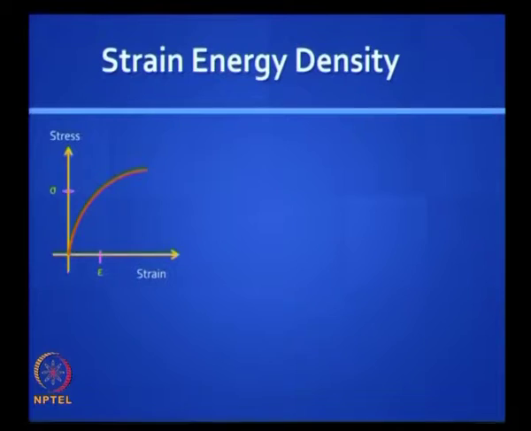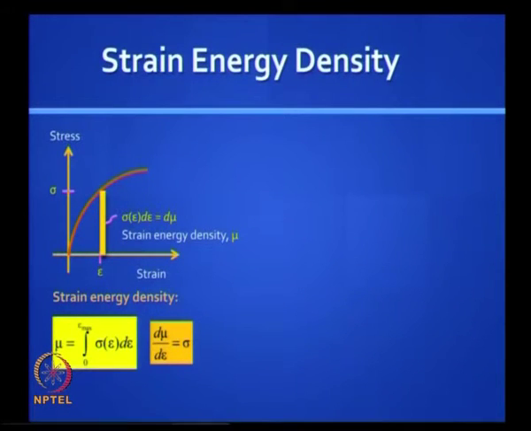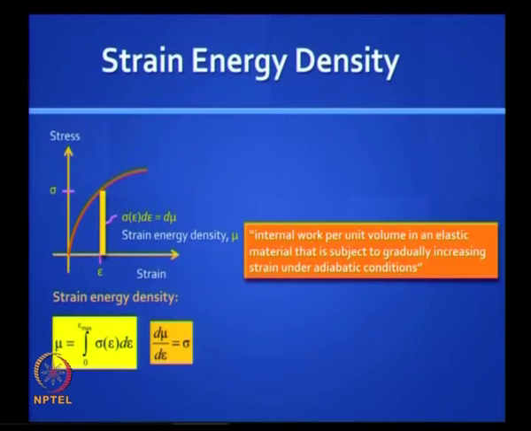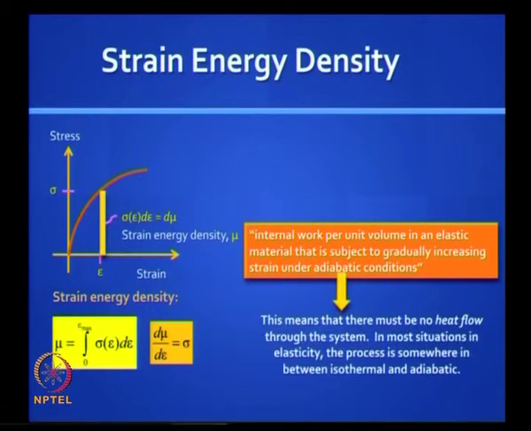So there is a nice concept called strain energy density in a material, and that is referred to by the symbol mu. It is really integral sigma d epsilon. It is a measure of strain energy per unit volume in an elastic material, subject to gradually increasing strain under adiabatic conditions. Okay, there is no heat transfer assumed. This means that there must be no heat flow through the system in most situations. In elasticity, however, the reality is somewhere in between isothermal, which means constant temperature, and adiabatic.